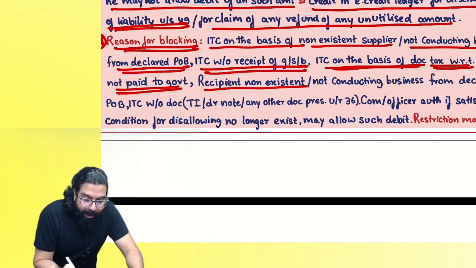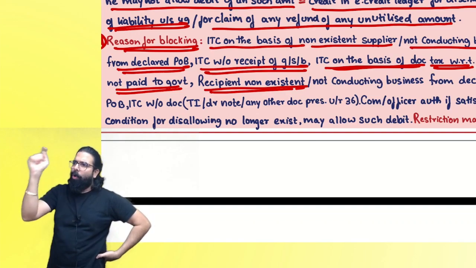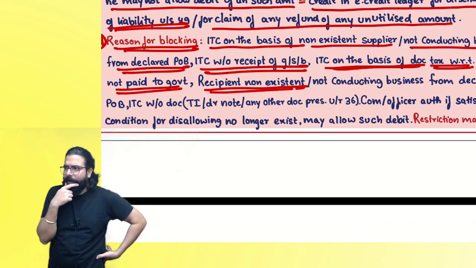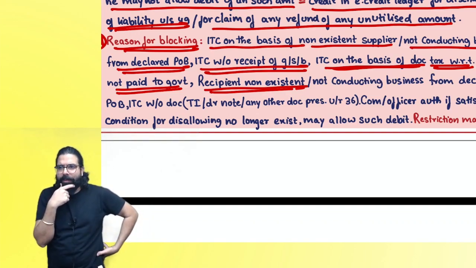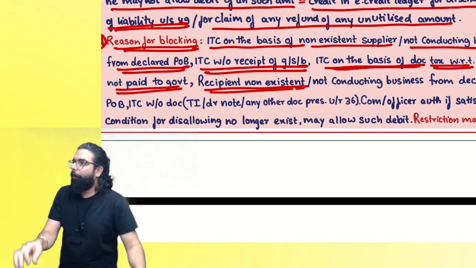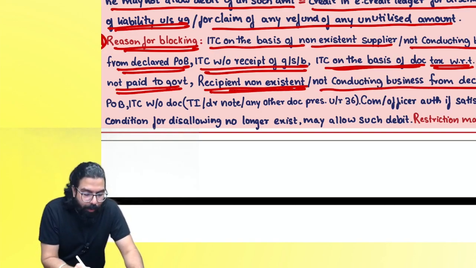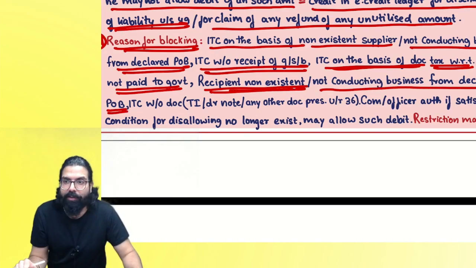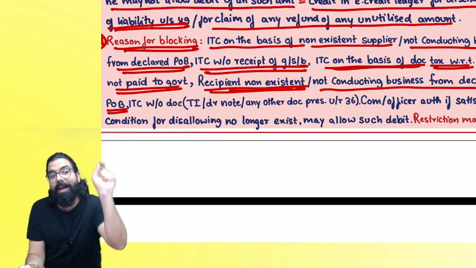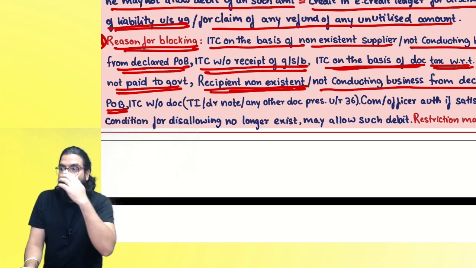Next, recipient not existing. The officer is telling Ramesh Soni, when we check online, Ramesh Soni Classes is there. But when we go and check his premises, there is no Ramesh Soni Classes. Are you getting my point? If the recipient is not existing or not conducting business from the declared place of business, which I told in the registration certificate, then they can block my credit. They will say, let's block his credit now. He'll come running. Yes or no, everyone?